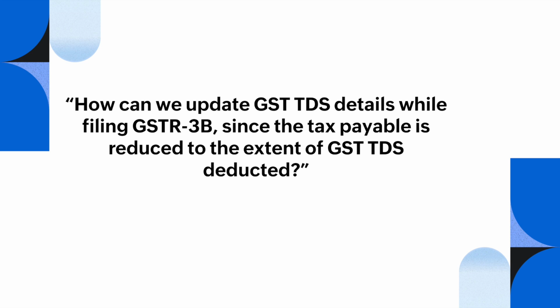Hi, we have a question from Pritish Modi. How can we update details of GST TDS while filing 3B because the amount gets reduced to the extent of GST TDS? See, in Zoho Books, you are able to keep track of your GST TDS. However, these details will not be included in the GSTR 3B report. This feature is on our roadmap and you can expect it shortly in Zoho Books as well. In the meantime, if you wish to make any changes, you can directly do it in the GST portal.